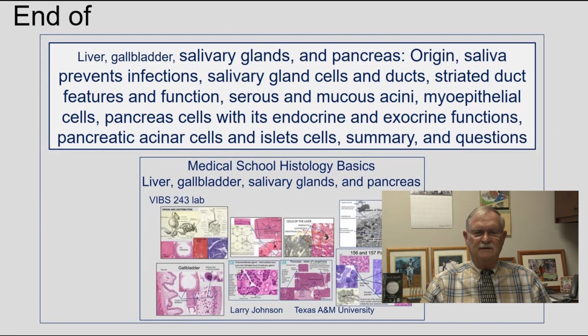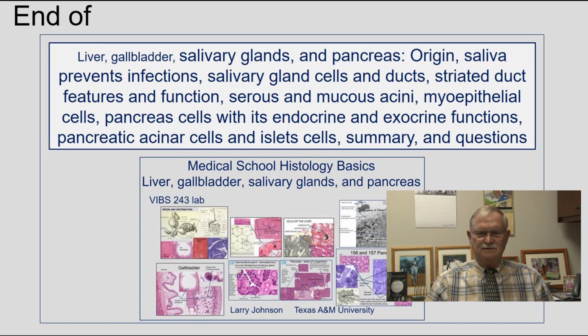This is the end of the liver, salivary glands, and pancreas lecture: origin, salivary saliva protects us against infection, striated duct features and functions, serous and mucous cells, myoepithelial cells, the pancreas cells, endocrine and exocrine ones, and the pancreatic acinar cells and the islets of Langerhans, ending with summary and questions. Thank you.